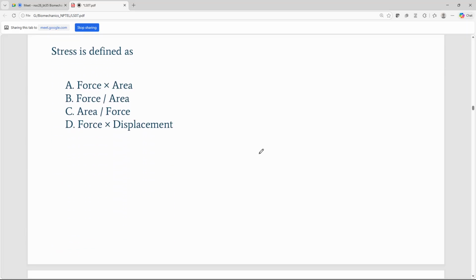Next question. Stress is defined as. So what's the definition for stress among the following options? Simple question only. Options are option A, force into area, option B, force by area, option C, area by force, option D, force into displacement. So which among the following is a good definition for mechanical stress?